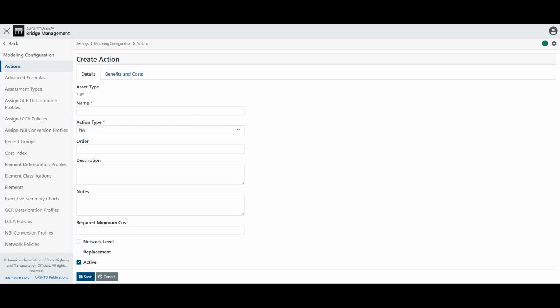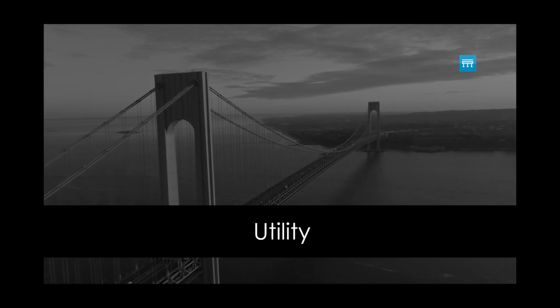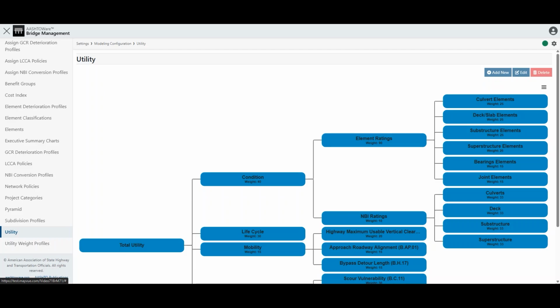Next, let's look at utility, which is an overall value between 0 and 100 that is calculated for a bridge based on defined weighted criteria. The delta, or change in utility, is calculated throughout BRM to determine the value of performing a specific action on a specific bridge. The Settings, Modeling Configuration, Utility page allows you to define the default utility tree for your agency.